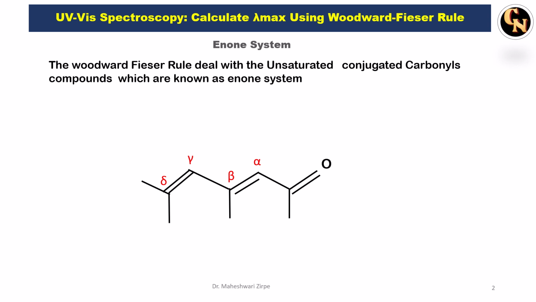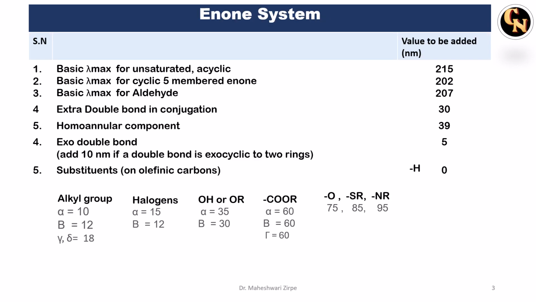So let us see the Woodward-Fieser rule, in which we are going to understand the table first before calculating the lambda max value for Enone system. Let us understand what is the base value. As for the Dienes system, the base value for lambda max was 215. In the same way you can see here in the table the lambda max value for unsaturated six-membered ring enone is 215 nanometers.